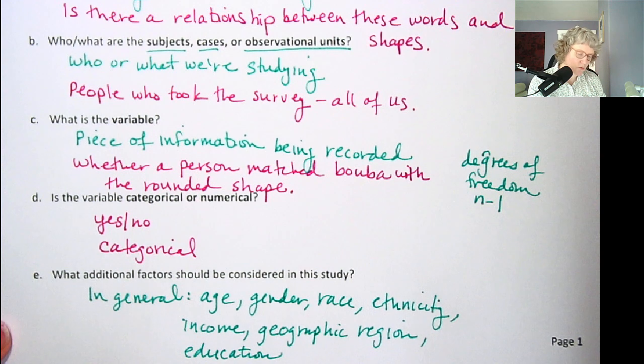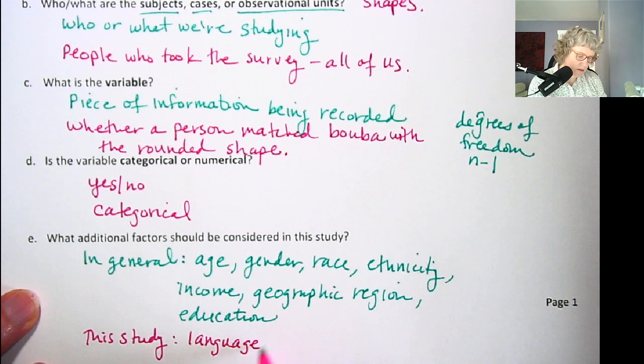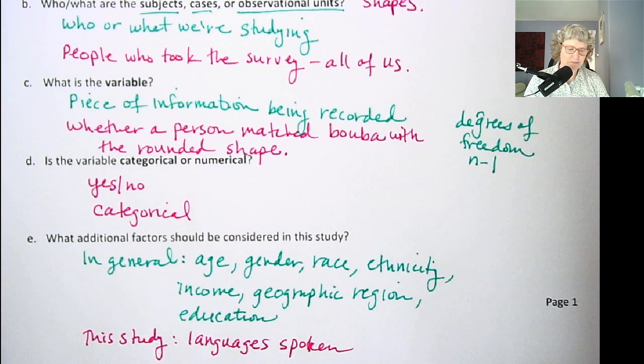We might want to consider different languages. Like, would someone who speaks many languages answer it differently than someone who speaks one language? Or would someone who speaks an Asian language answer differently than someone who speaks a European language? So the different languages and the type of language, the type of script, things like that, would that affect this study? So I'm going to say languages spoken. That might be something that could influence this study. Okay, so that gives us a good idea for our vocabulary introduction anyway.